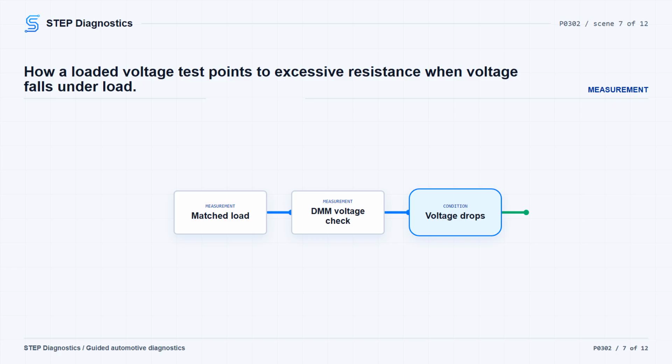A reduction in voltage during loading again points to excessive resistance. Use voltage drop measurement for higher current circuits. For grounds, measure voltage drop while the component is operating or trying to operate. Use an ohm meter only with the battery disconnected.